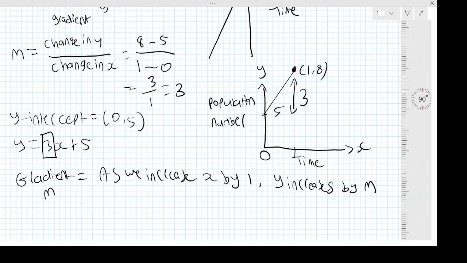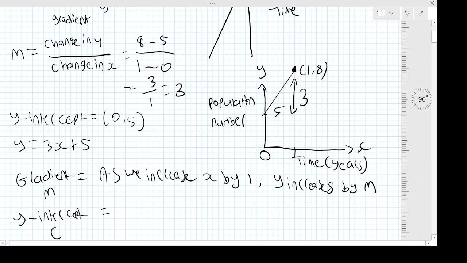And so in this particular case, the gradient of this population idea is that as time goes up by 1, let's say time is in years, as we go up by 1 year, the population number goes up by 3. Again, I'm not really giving much units there. This is just a rough example. And so there is a real life meaning behind the gradient, and also behind the y-intercept, which again is c, as we call it.